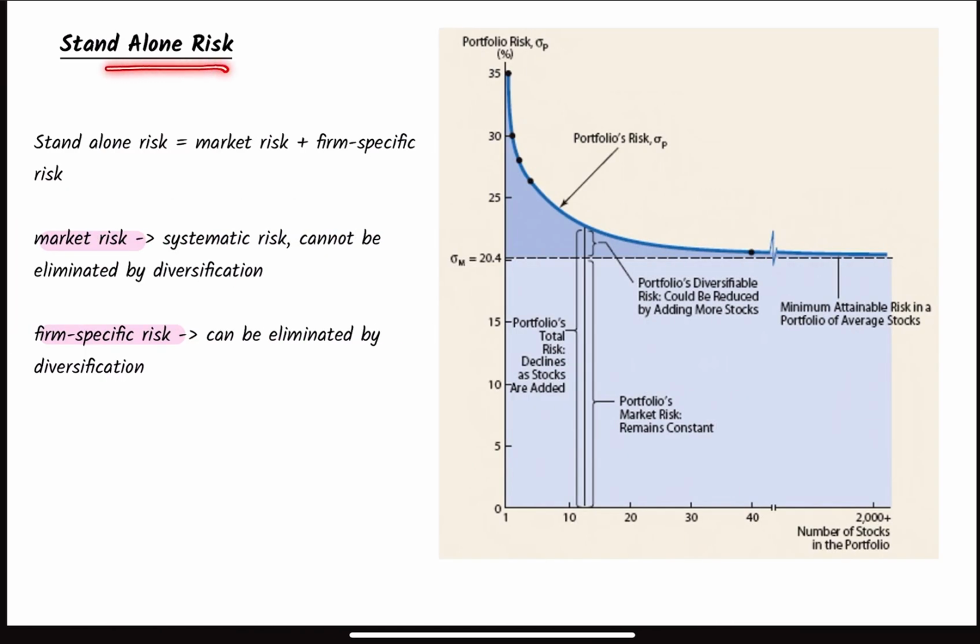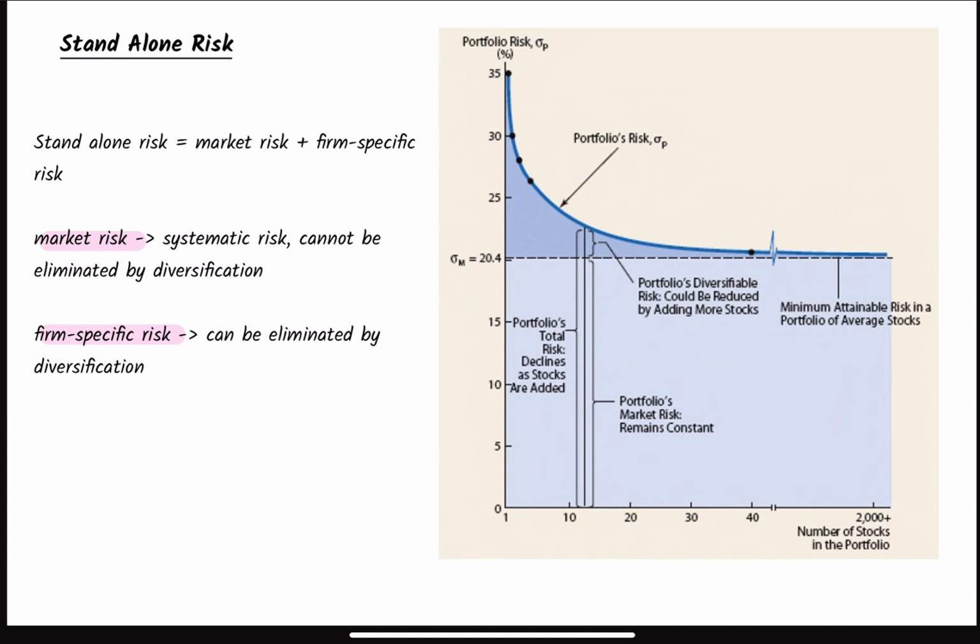So the standalone risk is equal to the market risk plus the firm-specific risk. Some of this risk you cannot control, but some you can. Market risk is based on the market, and that's systematic, and that cannot be eliminated by diversification. This is represented by this big block here. We can't do anything about this risk. This is the standard deviation of the market, 20.4, and that's the risk that you take just by being in the market.